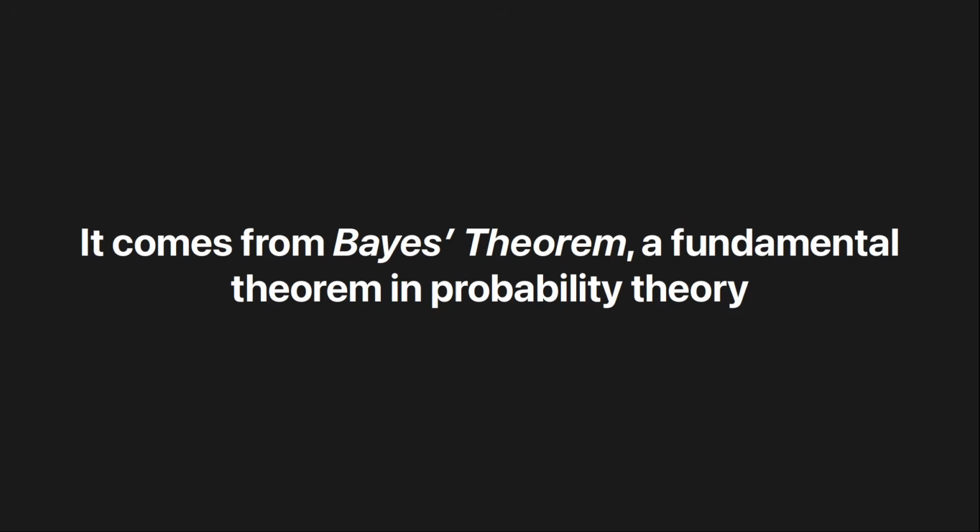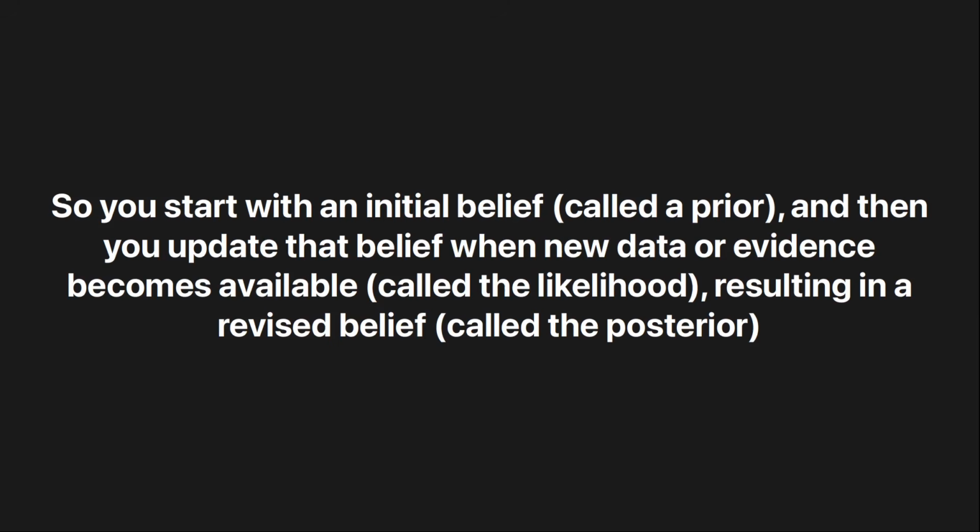So it comes from Bayes' theorem, which is a fundamental theorem in probability theory. You start with an initial belief called a prior, and then you update that belief when new data or evidence becomes available. This is called the likelihood, resulting in a revised belief called the posterior. You don't have to worry about the names at all. Just know that you have an initial belief, you have evidence, and you have a revised belief. That's how it works.